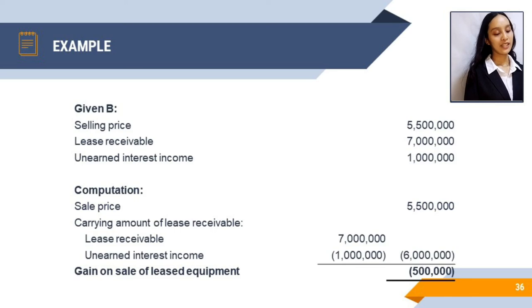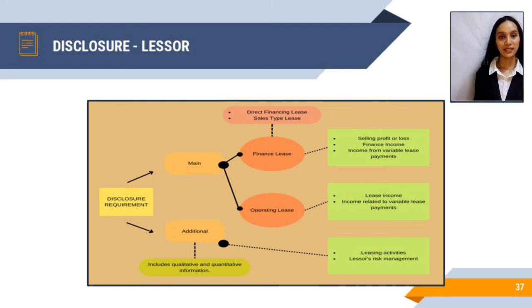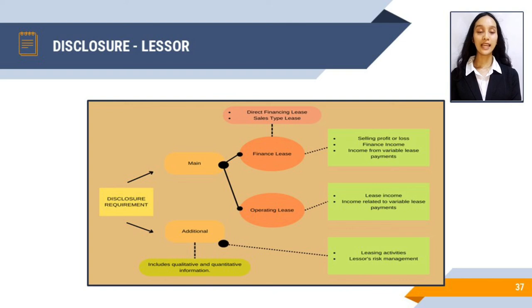For our last topic for chapter 14, it is about disclosure requirements from the point of view of the lessor. To summarize the important disclosure, here is our chart. For disclosure from the point of view of lessor, we use this chart, and to explain that, disclosure requirement, the main and the additional disclosures. Let's start with main disclosures.